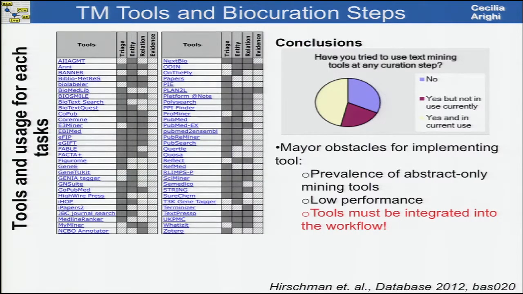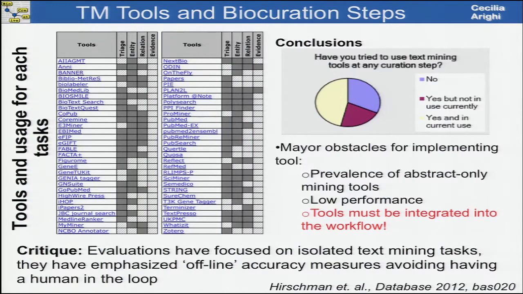So we have all these different tools that are meant for different purposes here. And basically, the users don't know about all of these, are not exposed to them, and the tools are not providing the user their final goal of biocuration. So the critique of this work, for example, to biocuration or challenges similar to biocuration, is that all the evaluations were focusing on isolated text mining tasks, and they haven't put the human in the loop.